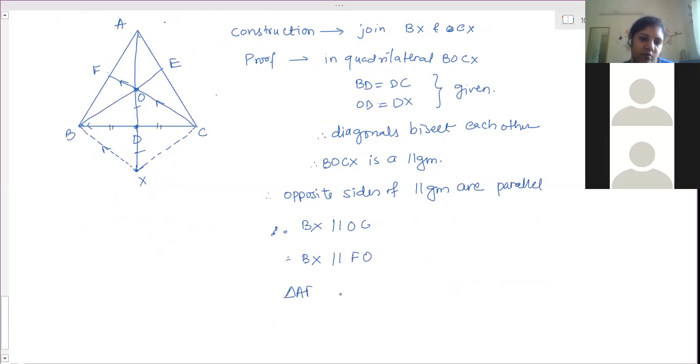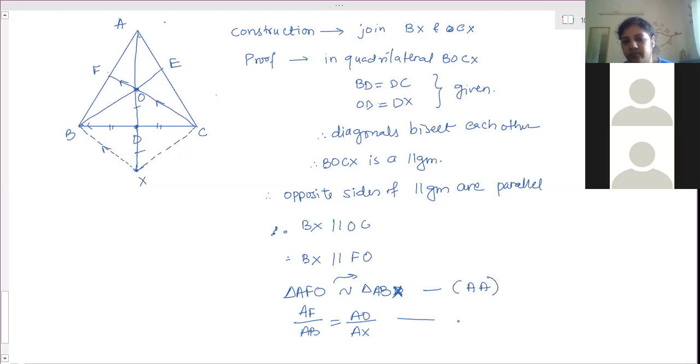Triangle AFO is similar to triangle ABX by AA similarity. And therefore AF by AB is equal to AO by AX. Here I have not proved the similarity. Two angles here to show equal. Angle F is equal to angle B. Angle O is equal to angle X. Corresponding angles.